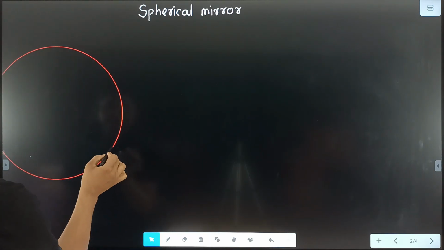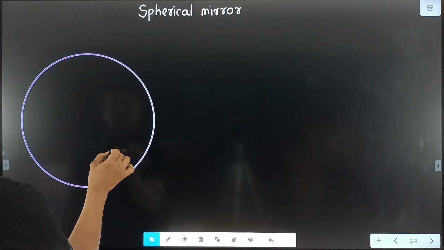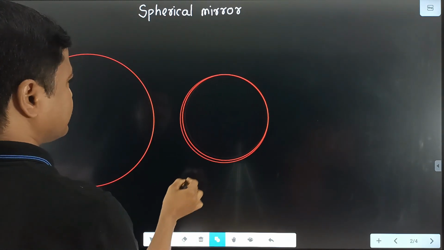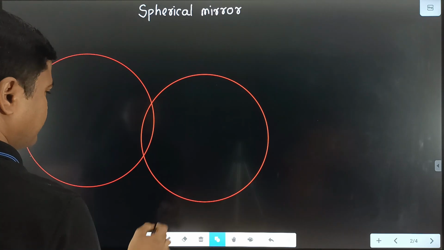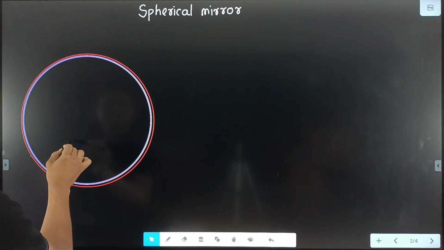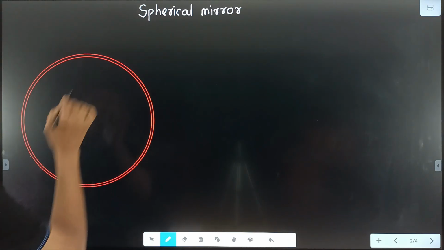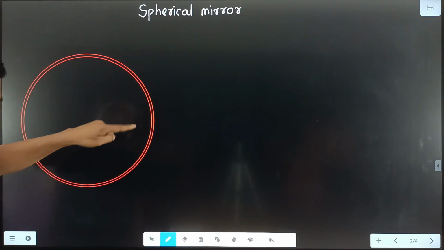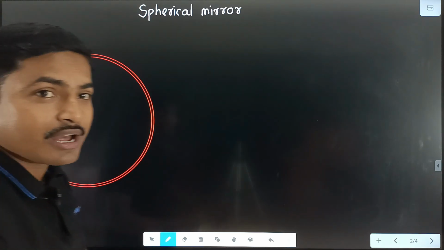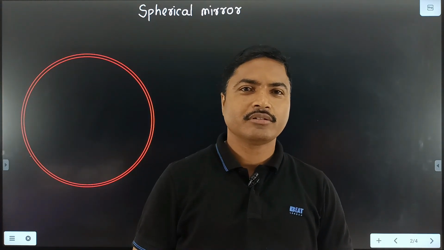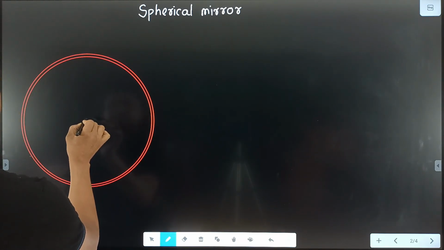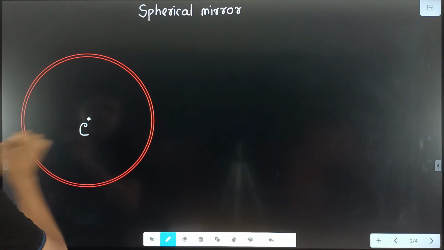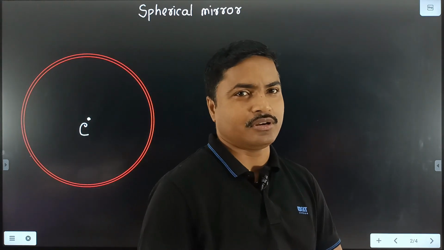First we take a hollow sphere. Suppose this one is a hollow sphere. Here two surfaces are there. One is your inner surface and another is your outer surface. And this hollow sphere is made up of glass. And this point is the center of the hollow sphere, and we write it as C, for center of the hollow sphere.